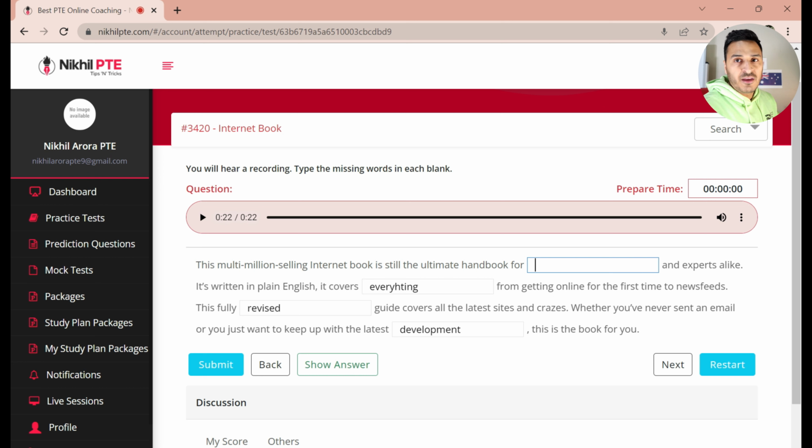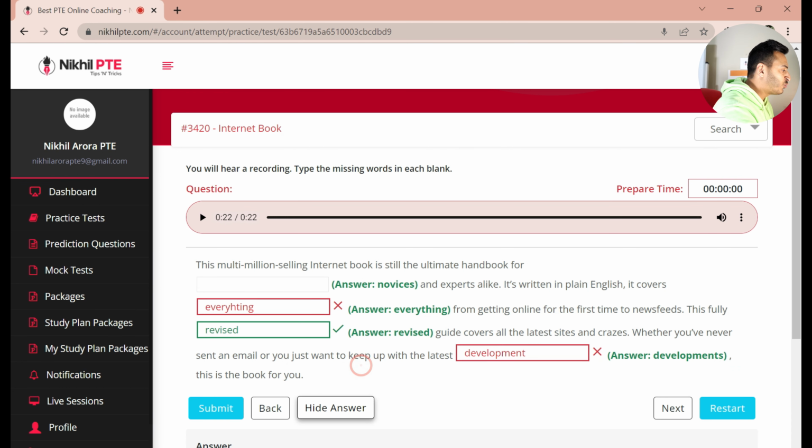This situation may definitely occur in your real exam, but how will you handle it? If you are missing any blank, no problem. Just be with the speaker. Otherwise, you will lose other blanks as well, and you won't know where the speaker is. You missed one, no problem. Focus on the others. Here I have written development, but the actual answer is developments. If you miss the S-E-S endings in filling the blanks, you will lose your marks. So make sure proofreading is very important.